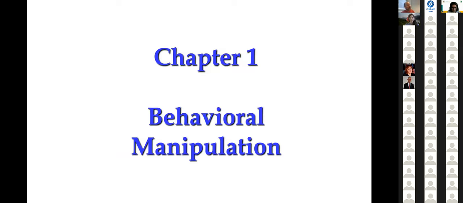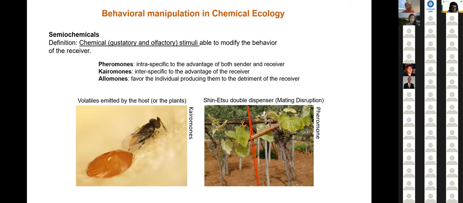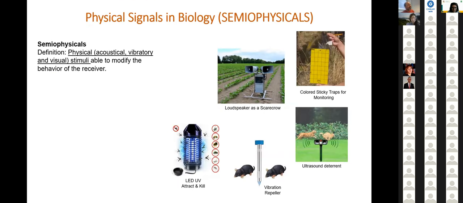So first, a very quick introduction about the concept of behavioral manipulation. And what is this? Basically, the concept comes from the use of the pheromones and other semiochemicals in chemical ecology, and we already talked about the successful use of mating disruption, but not only, because there are many other methods based on semiochemicals, like the use of kairomones, for instance, or for other purposes like monitoring, mass trapping, and other things. But there are also semiophysicals.